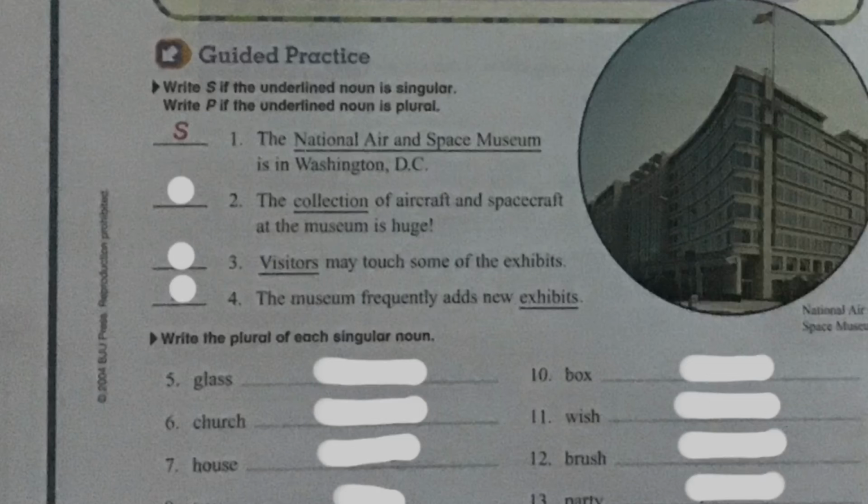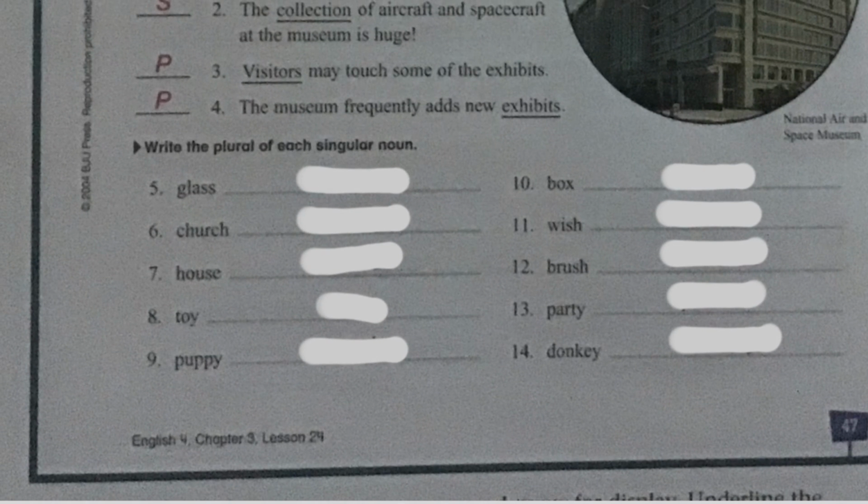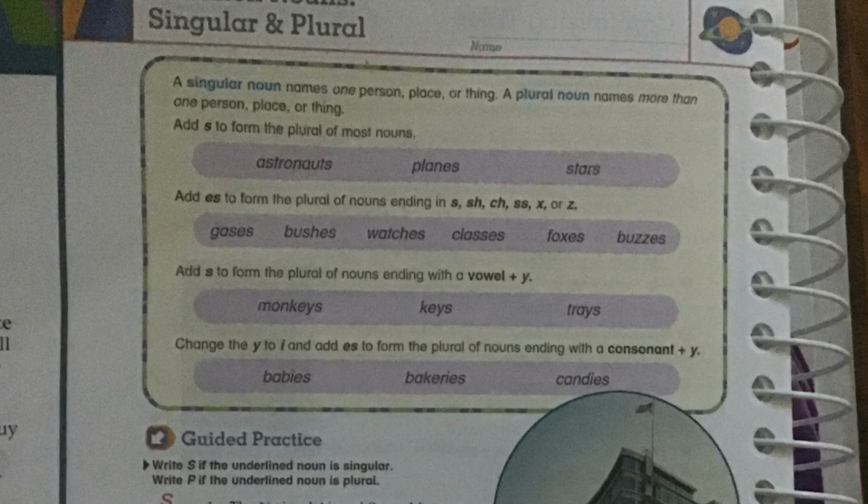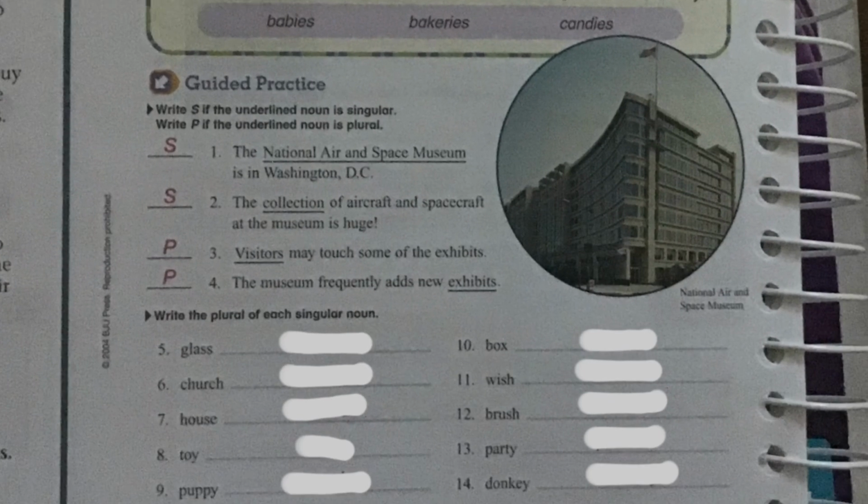Number two, the collection of aircraft and spacecraft at the museum is huge. That's singular as well. Visitors, exhibits are both plural. I'm not going to spend too much time on this. Now, down here, you're writing the plural of each singular noun. Mrs. Connor, I don't know how to make this plural. Okay, friends, I hear you, and all you got to do is come back up, let me get me a pointer, and look at your reference wisdom box, okay? Because that gives you the answer.